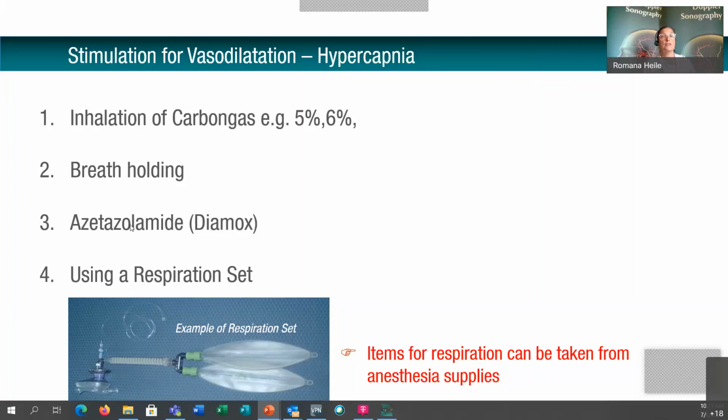For people who are not conscious or not able to follow instructions because of their disease, this is done in a chemical way using a drug called acetazolamide. And there are also some test procedures using so-called respiration sets, and this is an example. This kind of equipment can be used from anesthesia supply.